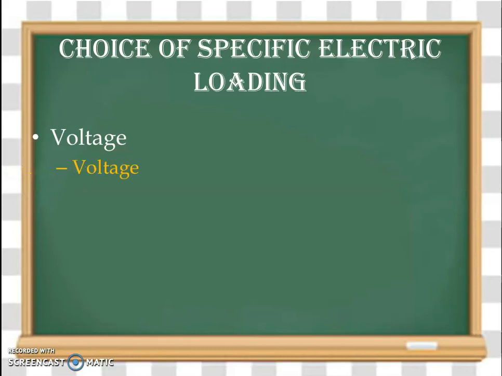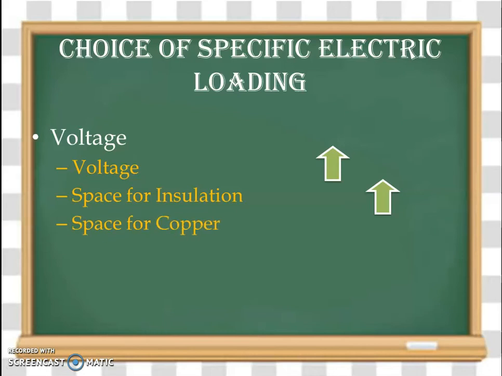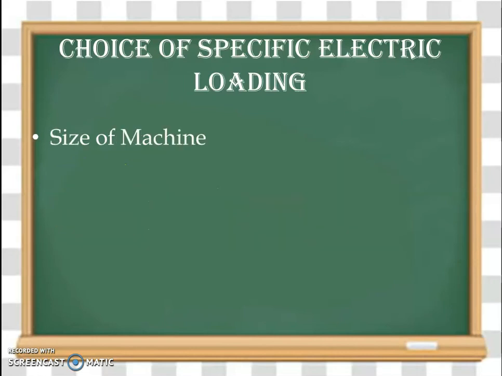Then the next point is the voltage. If the machine is designed with a higher voltage, the space required for the insulation is more, and less space is available for the copper, and in this condition a higher specific electric loading cannot be recommended. So for a higher voltage type of machine, we go for a lower value of specific electric loading.